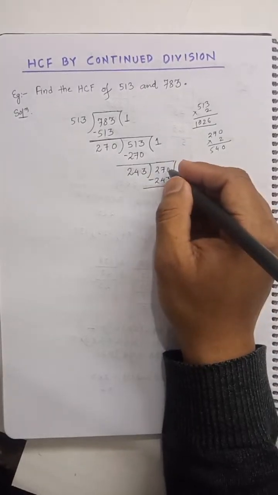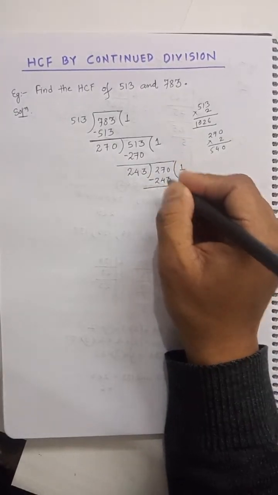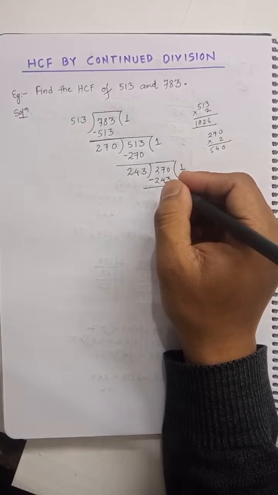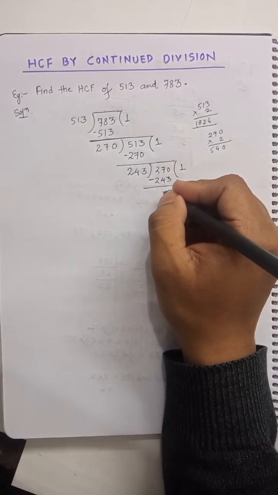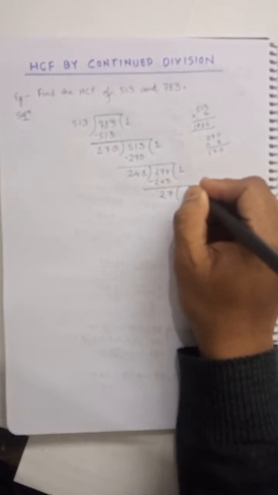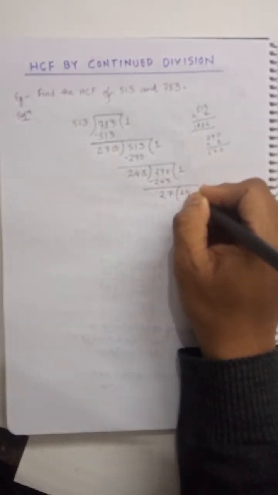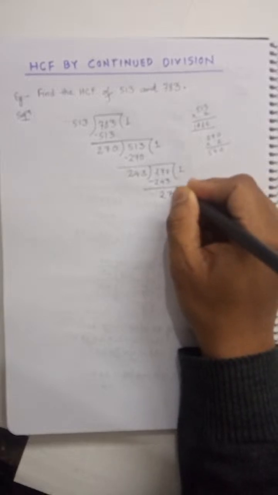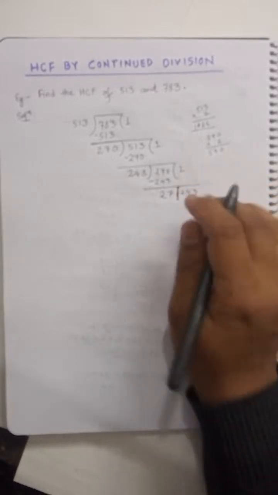Okay, so 10 minus 3 is 7, and this becomes 6. 6 minus 4 is 2. So now we are going to divide 243 by 27. So we can just check it.